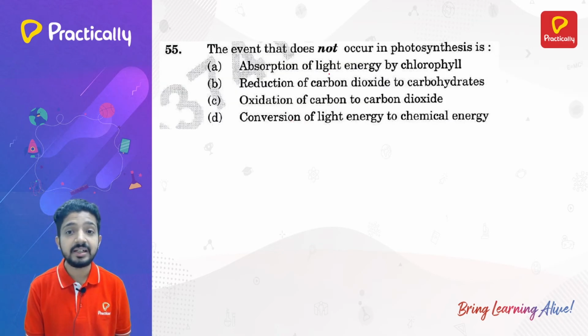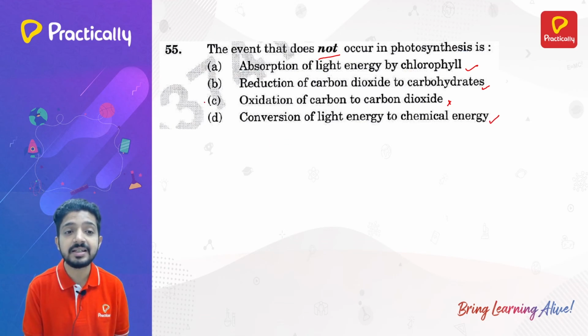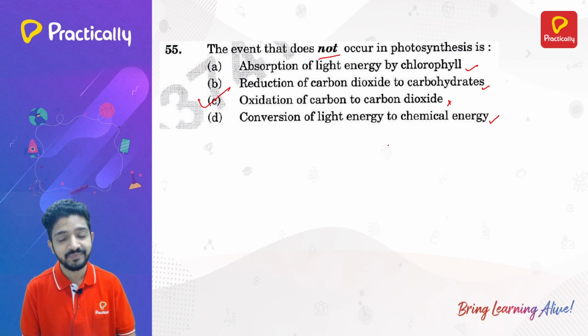Next question: the event that does not occur in photosynthesis is absorption of light energy by chlorophyll. Well, that does happen. Reduction of carbon dioxide to carbohydrate, it also happens. Oxidation of carbon to carbon dioxide doesn't happen because carbon dioxide is used by plants, and conversion of light energy to chemical energy does happen. Hence, the correct answer for question 55 is C.